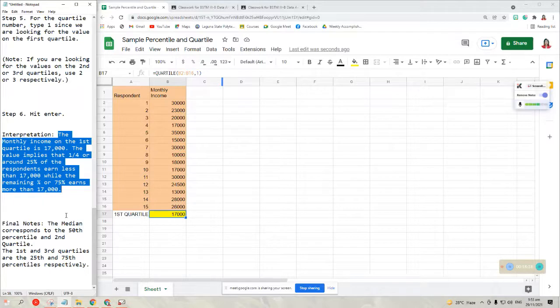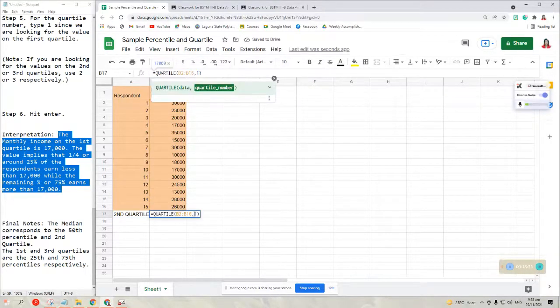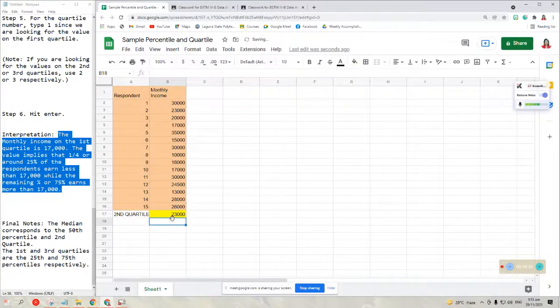Okay. So, I hope I was able to make it clear. Ngayon, paano po kung gusto nyo hanapin ay second quartile? Ayan. So, kung second quartile po yung gusto nyo hanapin, babaguhin nyo lang po yung formula natin dito. Instead of 1, babaguhin nyo lang po siya into 2. And then you will get 23,000. So, supposedly, this value, 23,000, must be our median as well. So, i-try nga lang natin for the sake of representation.